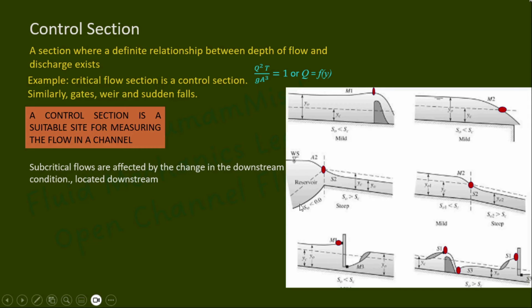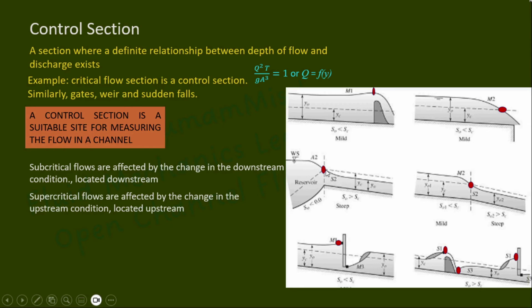In this figure, on this portion the slope is less than 0, that means adverse slope, and on this side the slope is greater than the critical slope, that means steep slope. So here the possibility is an A2 profile and here the possibility is an S2 profile. The flow in a steep sloped channel is supercritical flow. Supercritical flow is always affected by changes in the upstream condition.